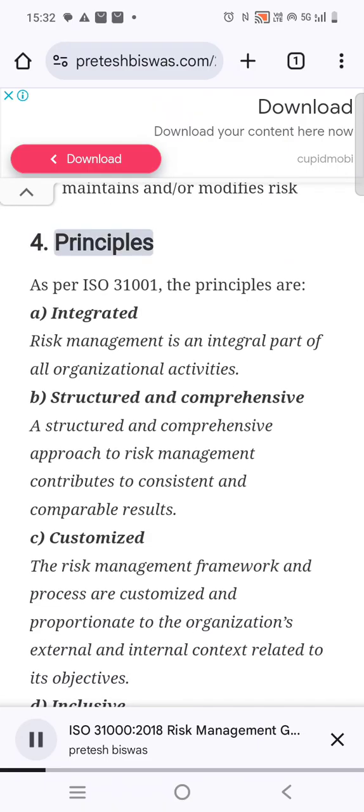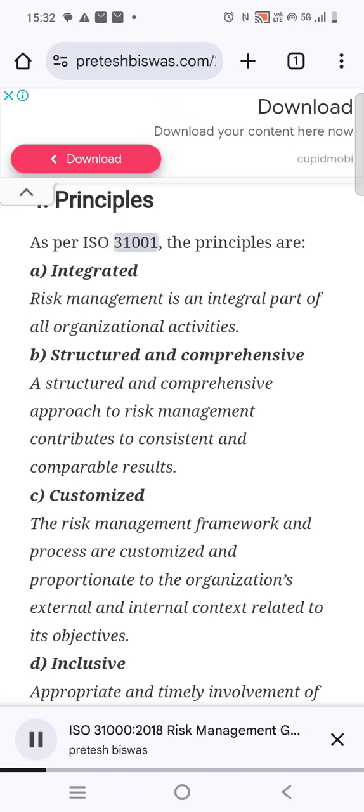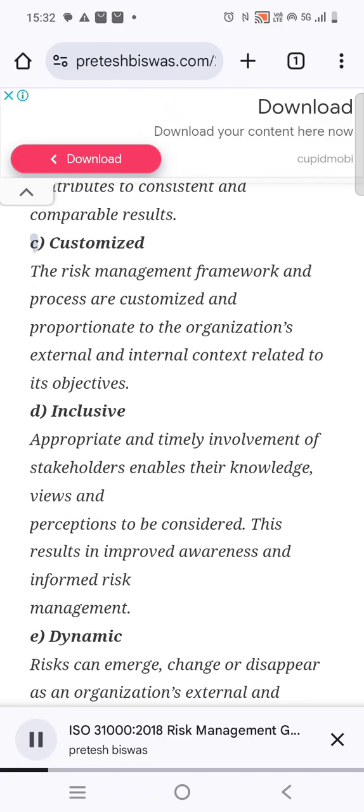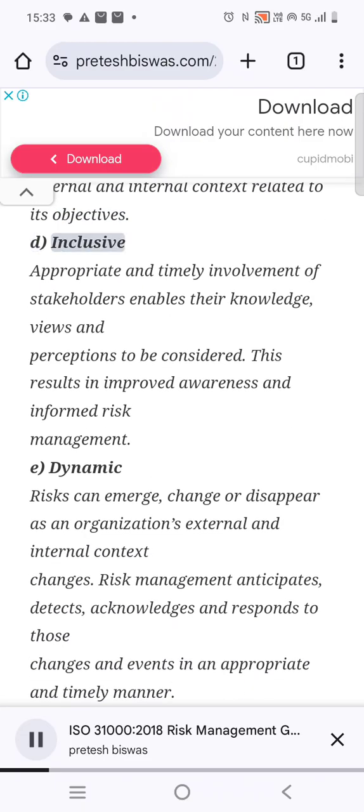4. Principles. As per ISO 31000, the principles are: A. Integrated. Risk management is an integral part of all organizational activities. B. Structured and comprehensive. A structured and comprehensive approach to risk management contributes to consistent and comparable results. C. Customized. The risk management framework and process are customized and proportionate to the organization's external and internal context related to its objectives. D. Inclusive.